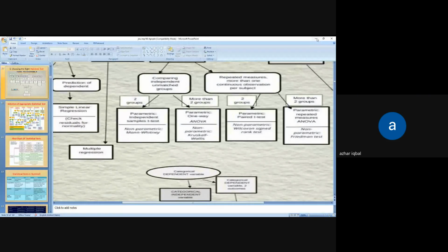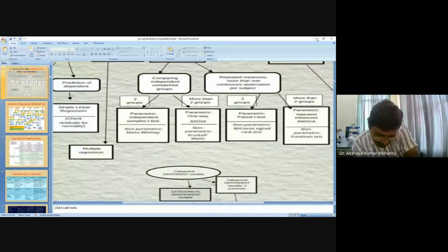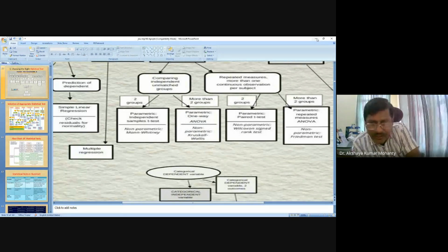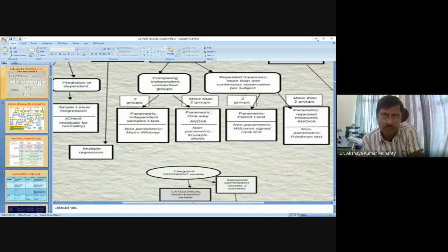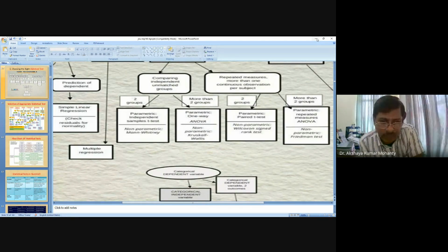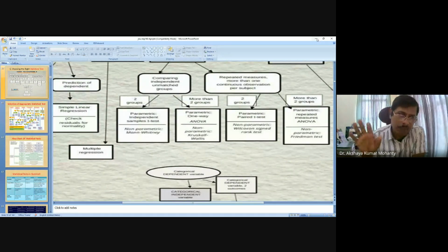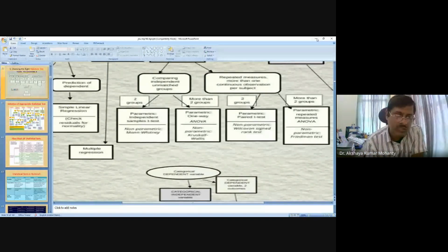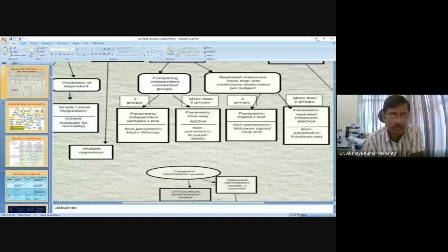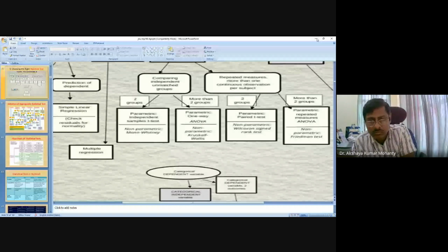Sir, the next question is: what is the odds ratio in logistic regression? Odds ratio. Now you see the logit model. We are going for probabilities, concentrating on the probability of success over the probability of a failure. Clear?